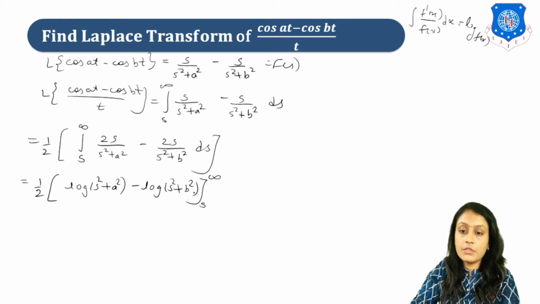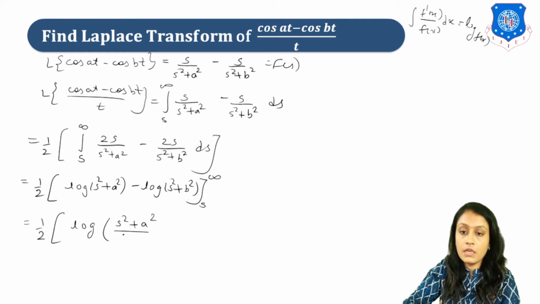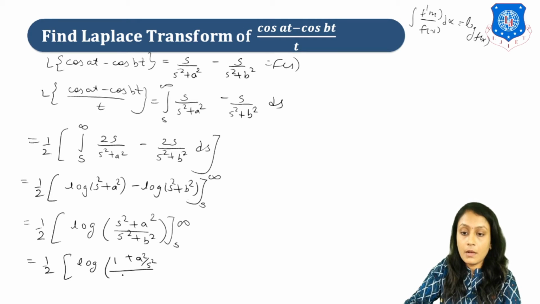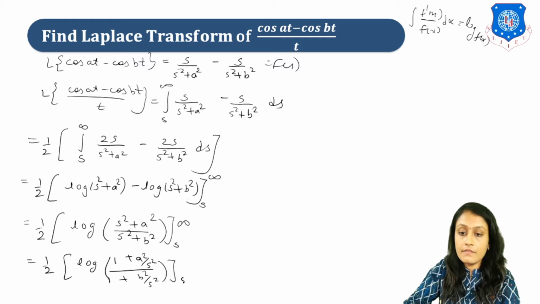Now we cannot substitute the limit directly, so we have to simplify. Okay, so we will simplify like this, that is log s square plus a square upon s square plus b square. Correct? Now as we want to substitute the limit, so we need the format 1 upon s. So again we will divide it by s square, right? So 1 by 2 log, here we will get 1 plus a square upon s square, and here 1 plus b square upon s square. Correct? Just divide it by s square. Now we can substitute the limit.